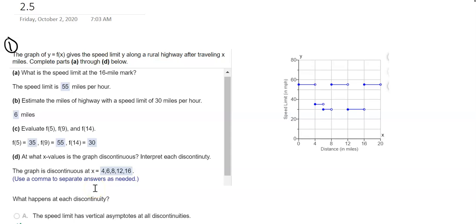Howdy, youngsters. Looking at section 2.5 today, where we're analyzing different functions. We're also looking at piecewise functions, and appropriately enough, it's October.